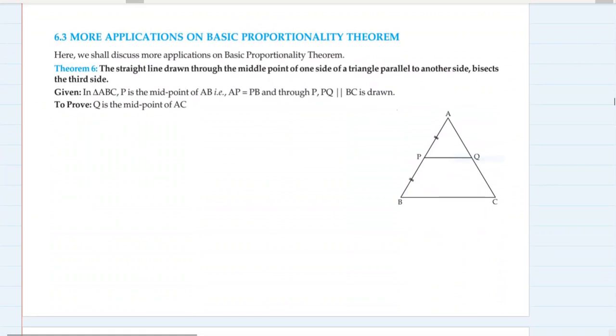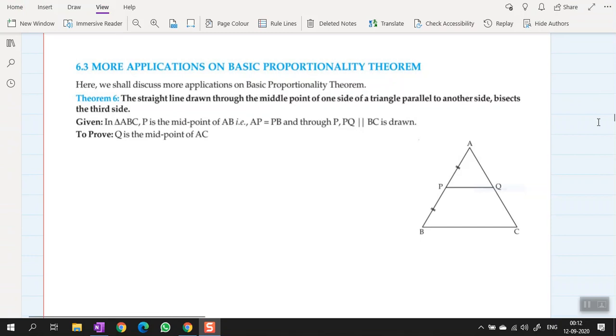More applications on basic proportionality theorem. Already 1.5 hour is closing up. I don't want to make this video more longer. I think I underestimated the number of proofs and the time which I'm taking it to explain. So I'm taking more time to explain the proofs, and that's not a problem. I don't think that's a problem. That's a good thing that I could explain it by taking more time.